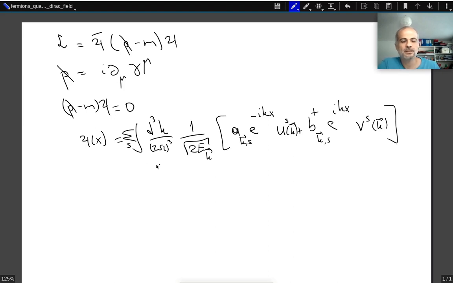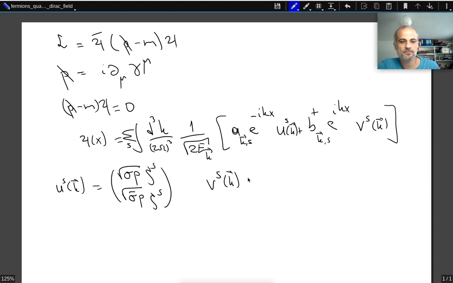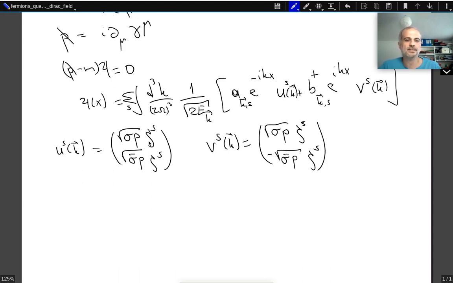Now, just for completeness, let me also write what these u's and v's were. u_s of k is square root of sigma·p psi_s, square root of sigma bar·p psi_s, and v_s of k is square root of sigma·p psi_s, minus square root of sigma bar·p psi_s.